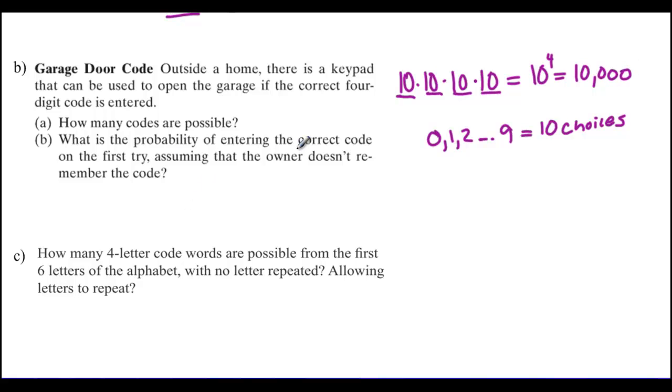And the probability of entering the correct code on the first try, assuming that the owner doesn't remember the code: well, 1 try or 1 combination out of those 10,000 is going to be the probability. So this is not a very good probability that they're going to get it correct the first time.